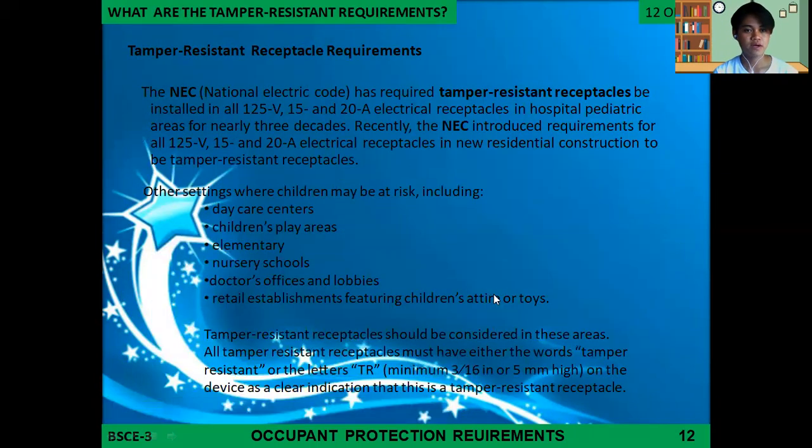Right? What are the tamper-resistant requirements? Tamper-resistant receptacle requirements. The National Electrical Code or the NEC has required tamper-resistant receptacles to be installed in all 125-volt, 15 and 20 ampere electrical receptacles in hospital pediatric areas for nearly 3 decades. Recently, the National Electrical Code introduced requirements for all 125-volt, 15 and 20 ampere electrical receptacles in new residential constructions to be tamper-resistant receptacles.